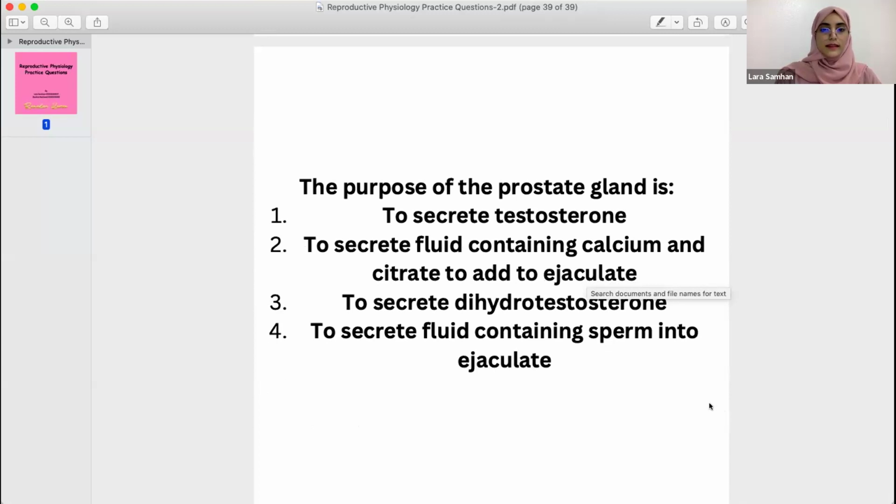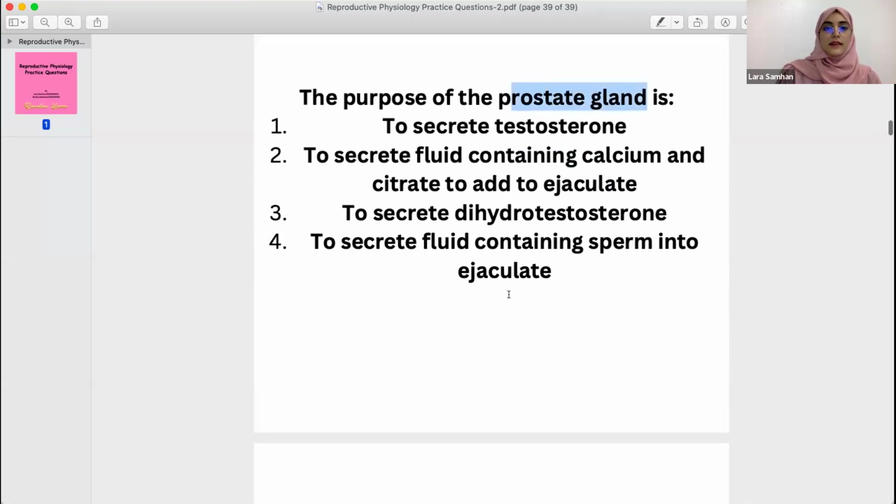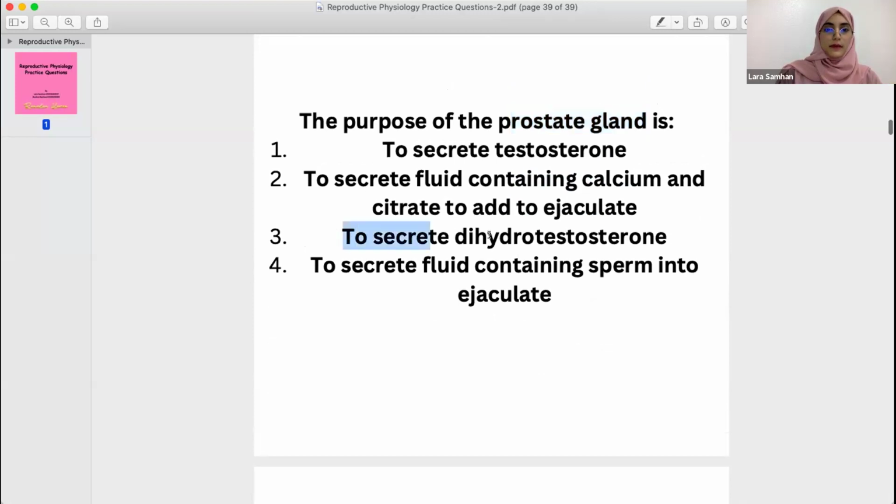Okay, any other ideas? Okay. So the question says the purpose of the prostate gland. The prostate gland is a gland. Any gland basically secretes, right? So any gland can have multiple functions. So in regard to the prostate gland, the correct answer, just to know, is actually number three, to secrete dihydrotestosterone. How does this happen?